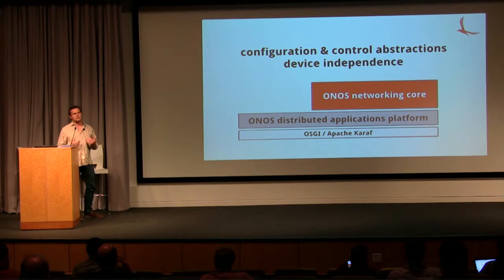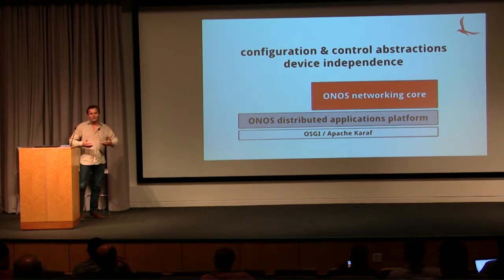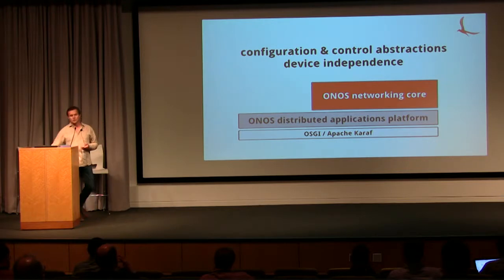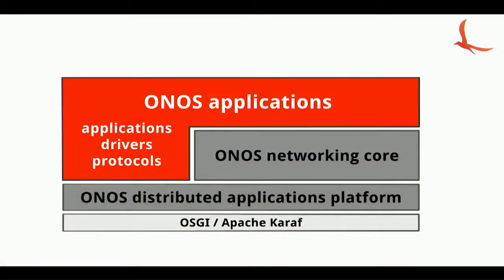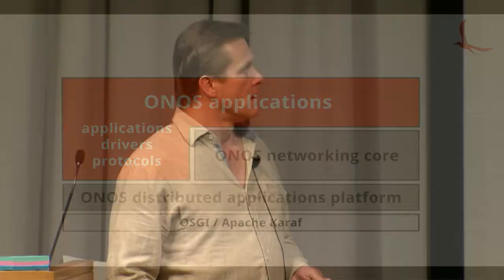Of course, the base minimum is not necessarily always enough. In order to accomplish things, you need to be able to extend ONOS with various functionality. And this is where the ONOS applications come in, effectively acting as ONOS extensions. You can think of the ONOS networking core and the distributed applications platform as basically a kernel. And the ONOS applications act as kernel extensions.